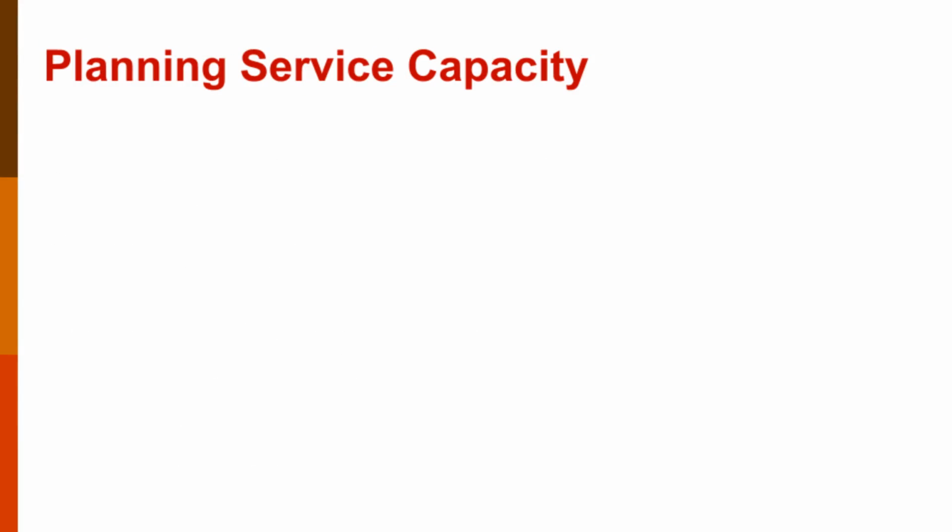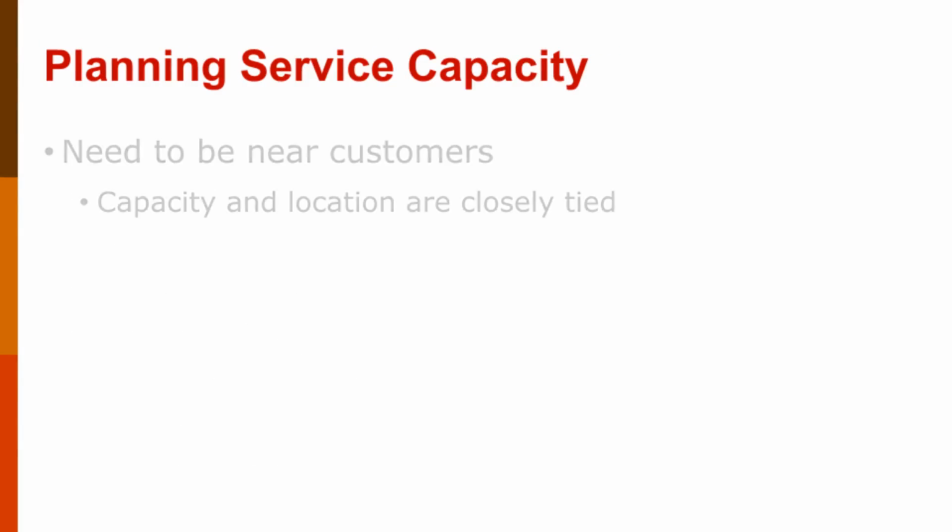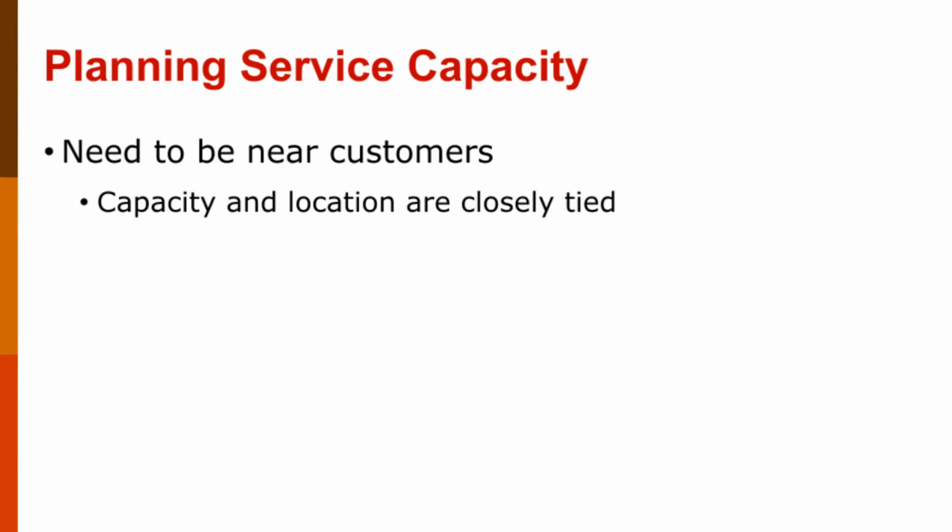Now, let's talk about some things that are unique to service capacity planning. First and foremost, services need to be close to their customers. How close depends on the particular service. You might only be willing to drive 10 miles to go to a particular fast food restaurant, but you might be willing to drive 100 miles to see a medical specialist that you need to see. What that means is that with services, capacity and location are closely related.